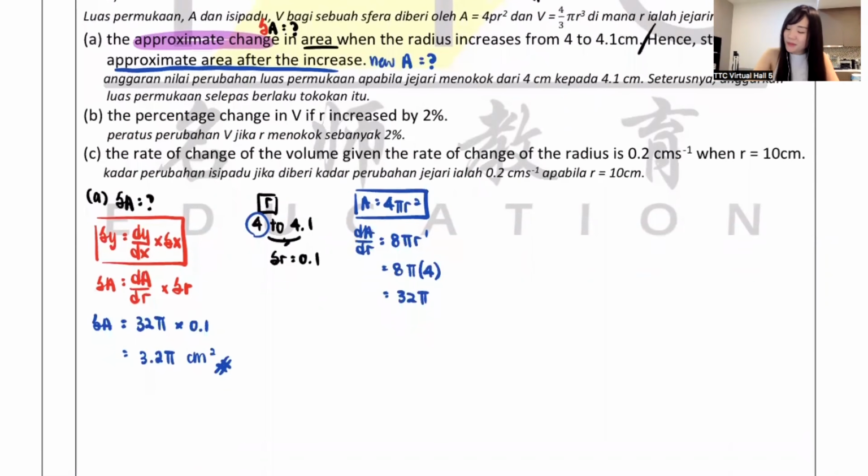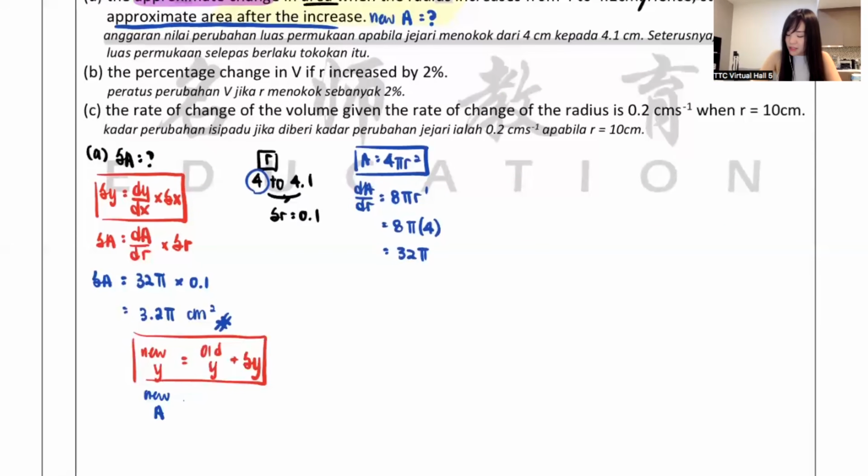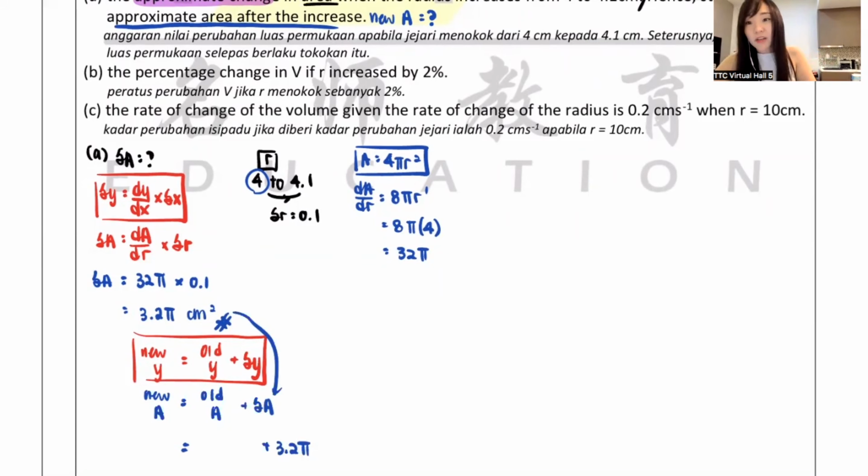Correct? Anyone still remember the formula I taught you? How do you find new y? New y equals, very good, Zersing, old y plus delta y. Good, good. Isn't it like that? Correct? Now, you want to find the new area. Then it's old area plus delta A. Make sense, right? Then, my dear, the delta A, you guys already know, is 3.2 pi. Then the problem is you must have the old area.